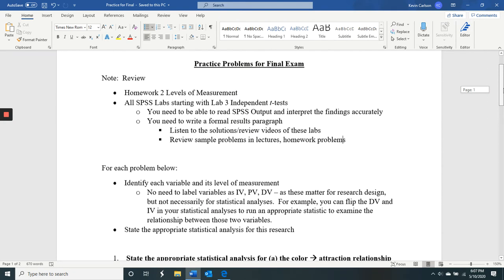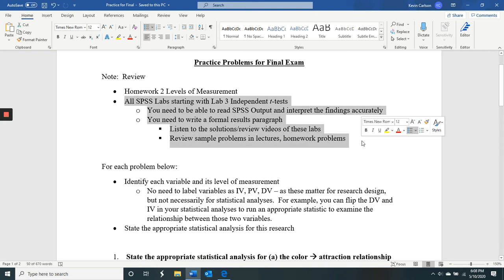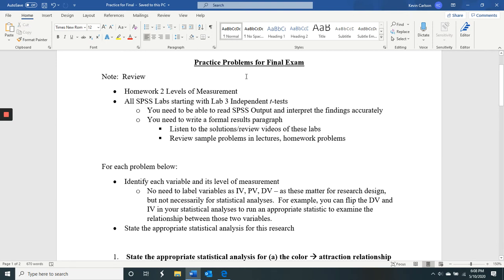So now we're going to get to the practice problems. There's no practice problems for the lab stuff because we have all that stuff online. So look at the videos, review your labs, review the videos for the solutions to the labs. And that's going to be reviewing for those types of problems. For the other type of problem where you're going to be given some research, you have to identify the levels of measurement. This was a good start to review as homework 2, but we also have some practice problems below.